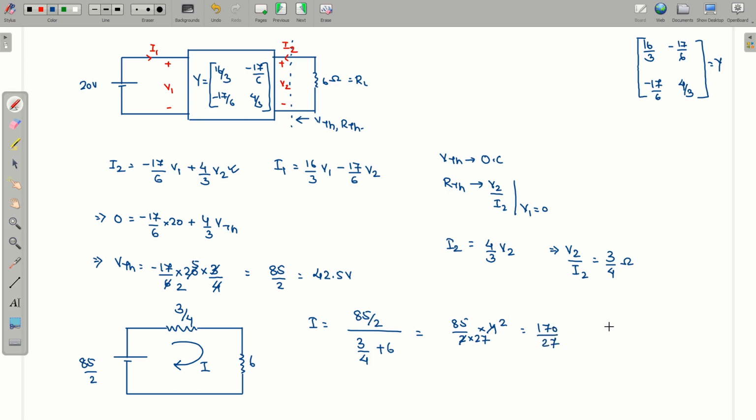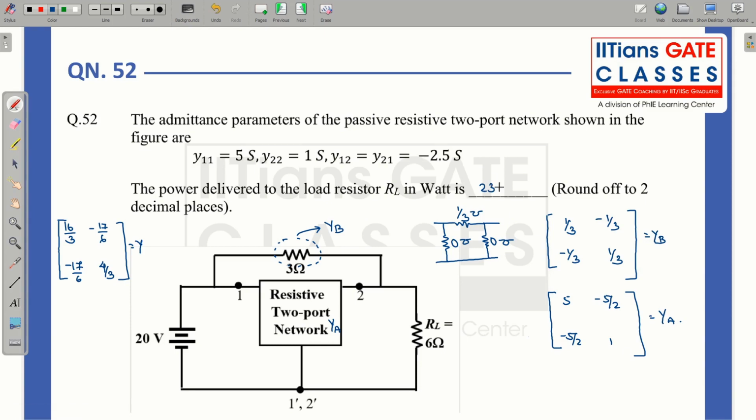Now we need to know what? I square RL. So power delivered will be 170 by 27 whole square into 6. So what value do we get? We get 237.86 watt. So the answer to this question is 237.86 watt. Okay.